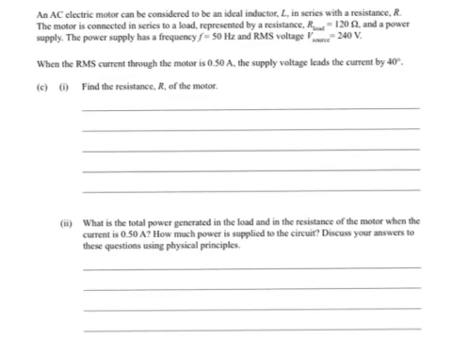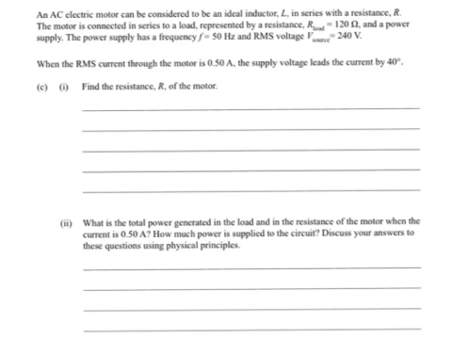An AC electric motor can be considered to be an ideal inductor L in series with the resistance R. The motor is connected in series to a load represented by resistance R load of 120 ohms and a power supply. The power supply has a frequency F equaling 50 Hz and RMS voltage of the supply of 240 volts.